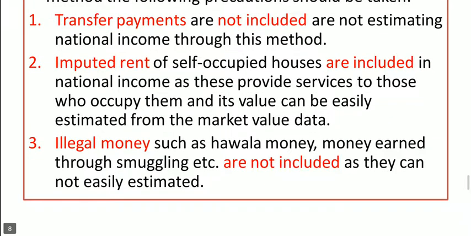Then third, illegal money such as hawala money, money earned through smuggling, etc., are not included as they cannot be easily estimated. We cannot exactly say about the smuggling. We don't know about the smuggling, illegal money, how much, where, when. This is very difficult to know. So this money will not be included in national income.